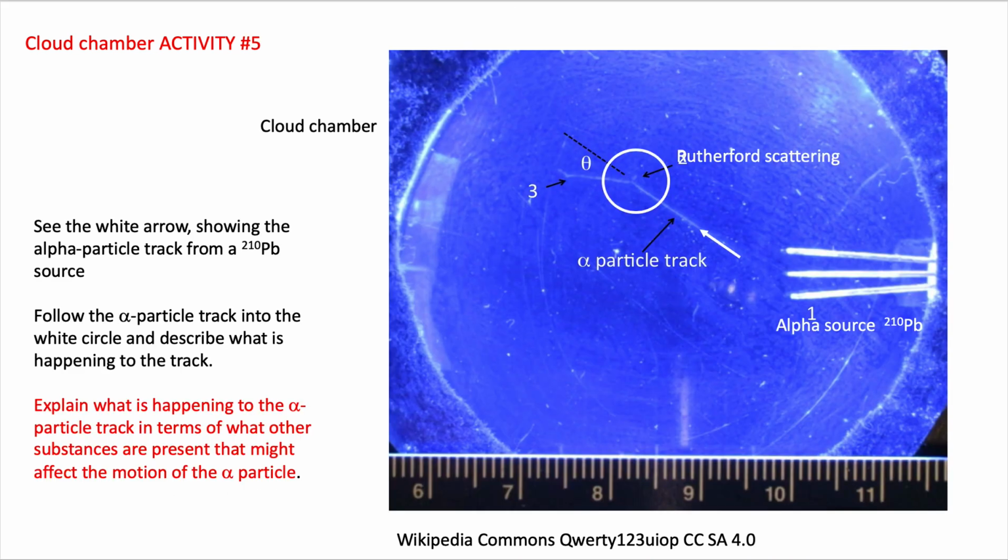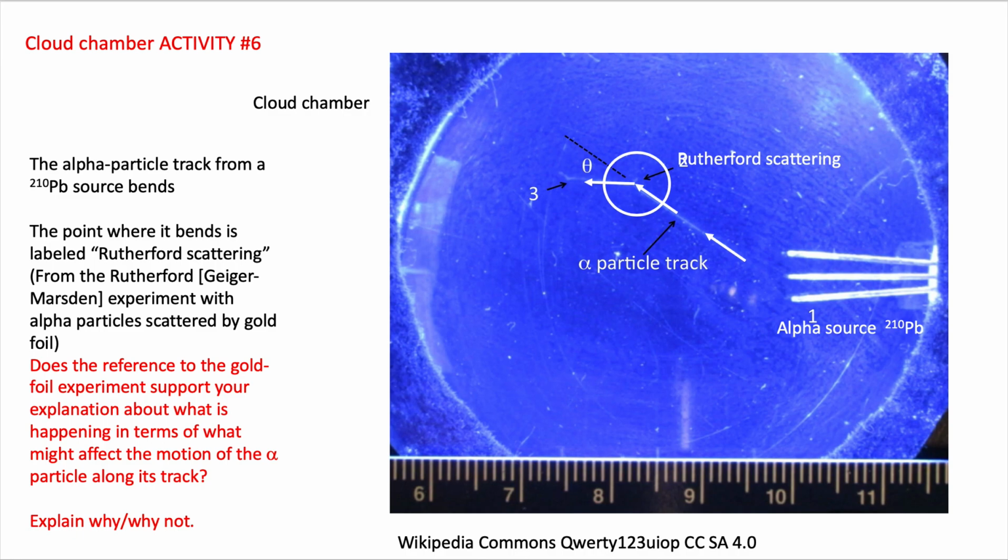The next one is looking at a track, and you've got an arrow at the start of an alpha particle track, and what you're asked to do is to follow the track into the white circle, describe what is happening. Can you explain what is happening? The black line and the theta is only put there to show the angle of moving. And answer it in terms of what other materials are present that might affect the motion of the alpha particles. So pause that one to go on as well.